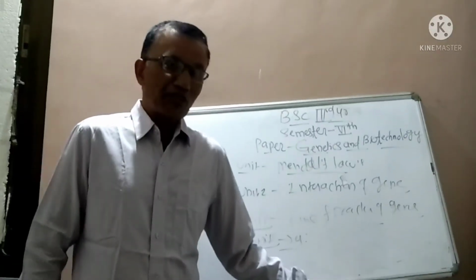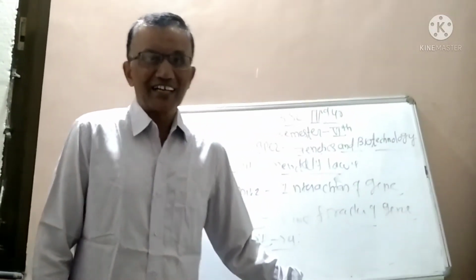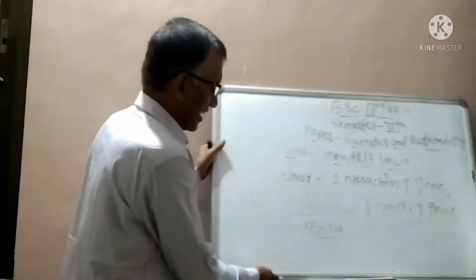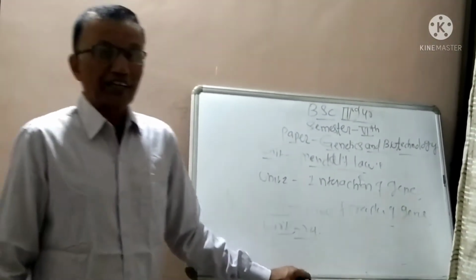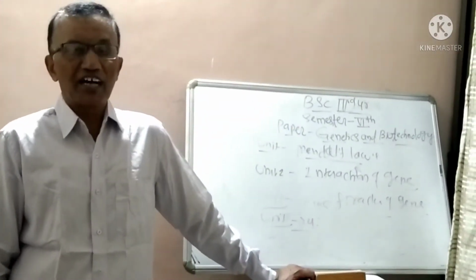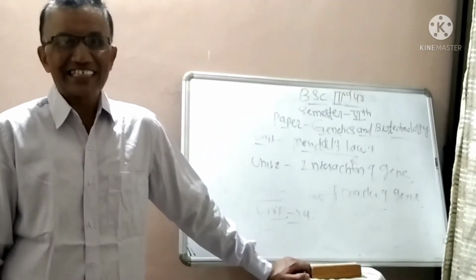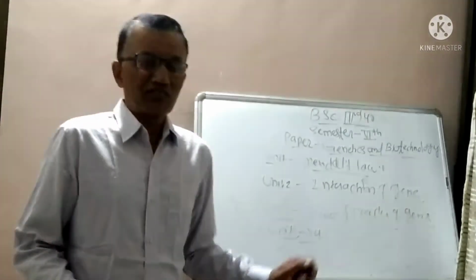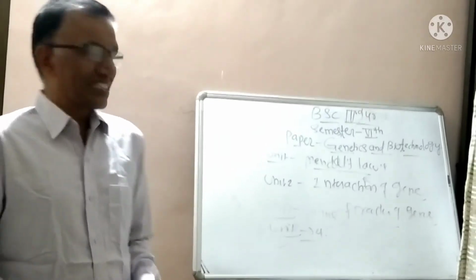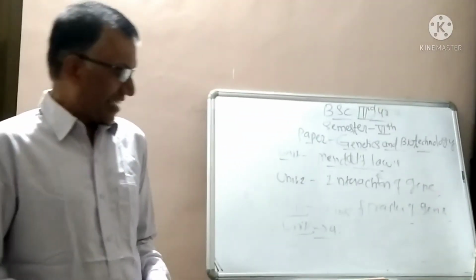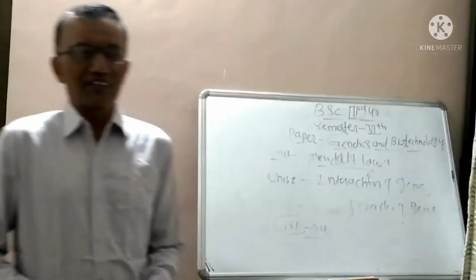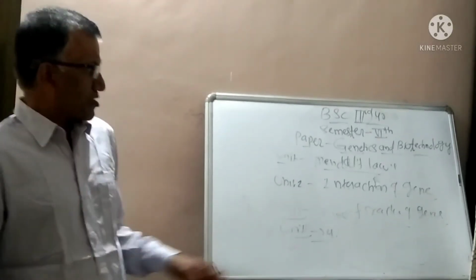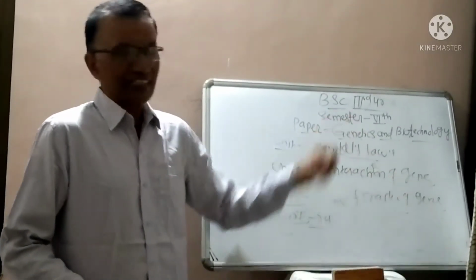For example, in human beings, there is color blindness, night blindness, and hemophilia. These are X-linked inheritances in human beings: how they are inherited and what the consequences of all these sex-linked inheritances are. Then again, XY-linked inheritance is also one type of sex-linked inheritance. All these things are mentioned in this paper, that is, in genetics.